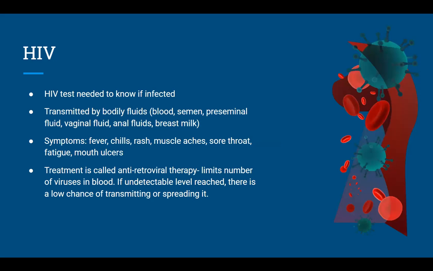Hi guys, my name's Caitlin, and I just wanted to talk to you a little bit about HIV. So HIV is a viral sexually transmitted infection, and it requires a blood test to know if a person is infected. So this virus is transmitted through our bodily fluids, more specifically our blood, semen, preseminal fluid, vaginal fluid, anal fluids, and breast milk. So common symptoms that infected individuals may have are fever and chills.